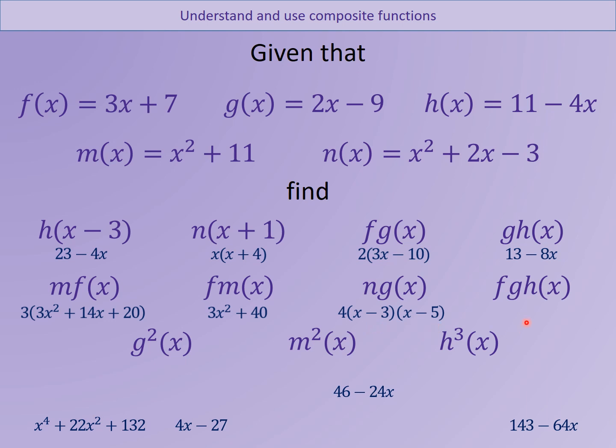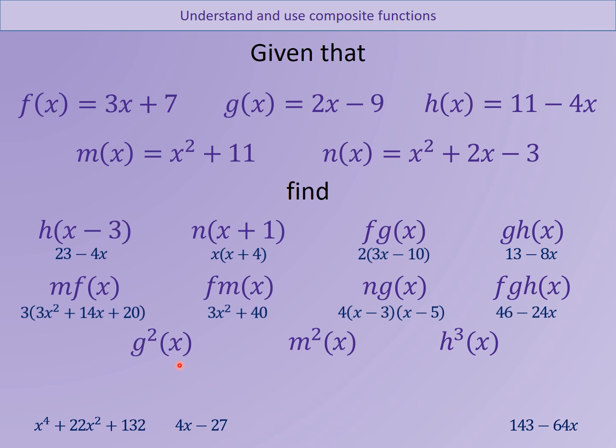Okay, so now it gets a little bit different because the f g h example just here is you do the h function first. So that's 11 minus 4x. You take that 11 minus 4x and you run it through the g function. Now the g function doubles it and takes away 9. So it doubles that and then takes away 9. Then once you've got that answer, you put it in the f function. What does the f function do? It triples your answer and adds 7. So we do that, subbed in there, we get an answer, we sub it in there, we get the final answer. And well done if you got 46 minus 24x.